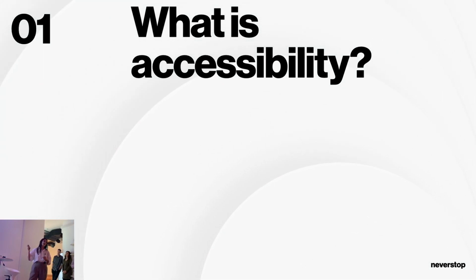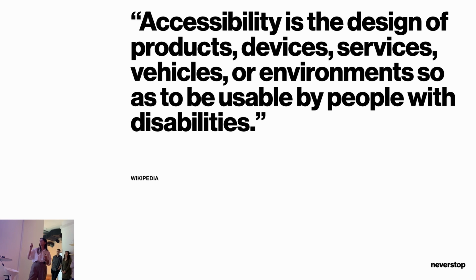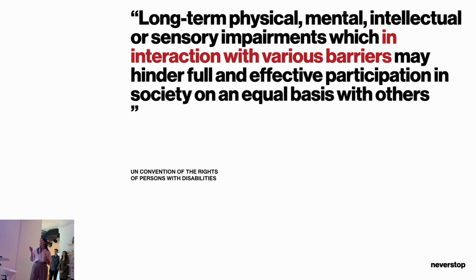So what actually is accessibility? Based on the definition that we see on Wikipedia, it is the design of products, devices, services, vehicles, or environments so as to be usable by people with disabilities. And when you see it like that, it makes complete sense. But to fully understand this definition, we first need to understand what disability actually is. You can see the definition here.